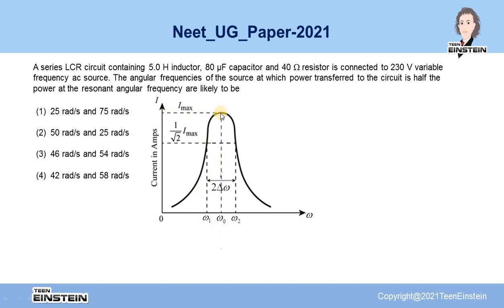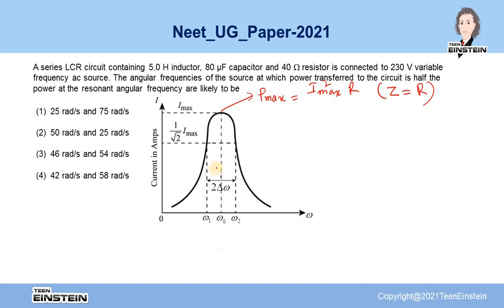At the same time, since the current is maximum in the circuit, the power transferred in the circuit also will be maximum, and the maximum power will be I max square into R at resonance condition, because impedance is equal to R. That's why the maximum power becomes I max square R.